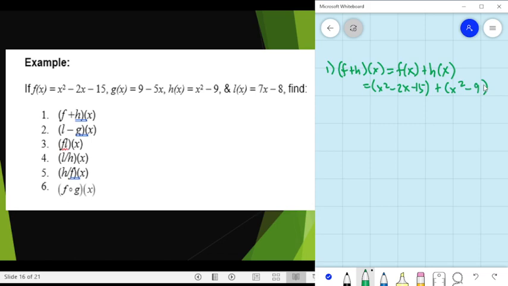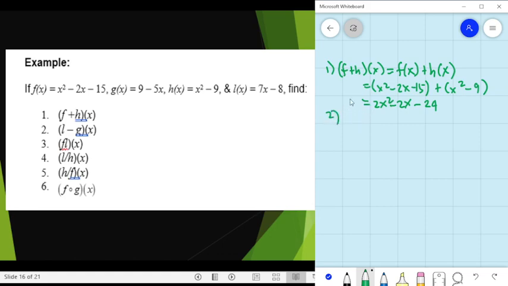Okay, after that, we need to combine similar terms. So notice that we have x squared and x squared here. That is why we can join them together. So the answer is 2x squared. And for x term, since there is no x term here, we just simply copy down negative 2x. And then combining a negative 15 plus negative 9, the answer is negative 24. So that's why the answer for F plus H of X is equal to 2x squared minus 2x minus 24. So any question?